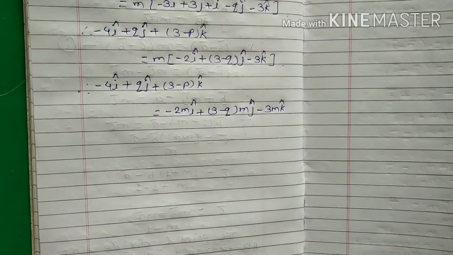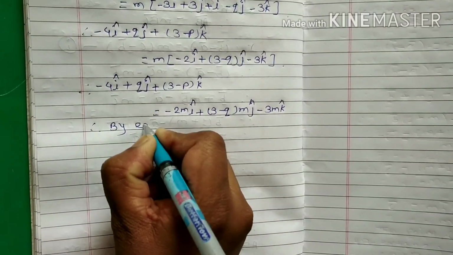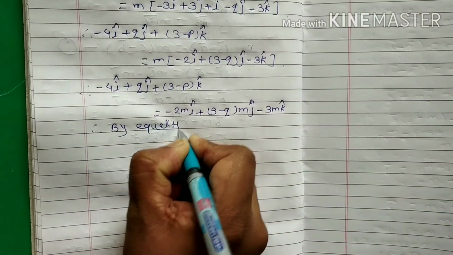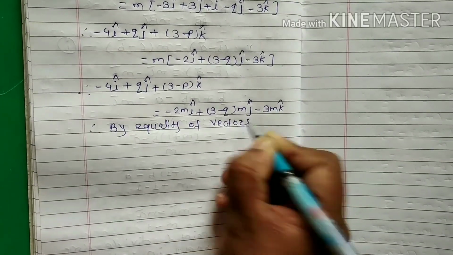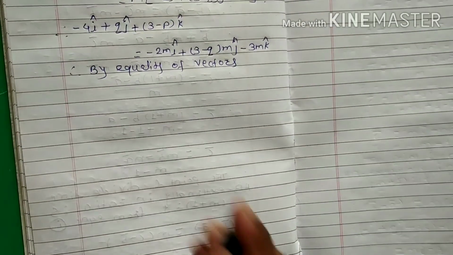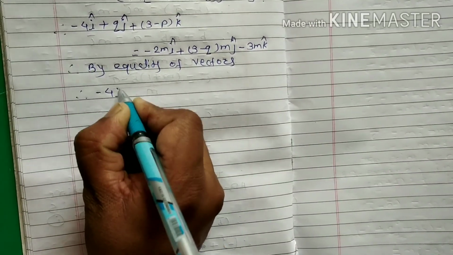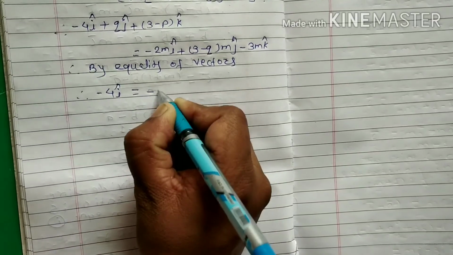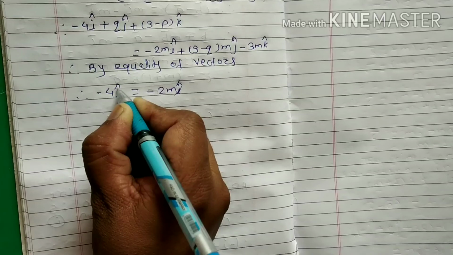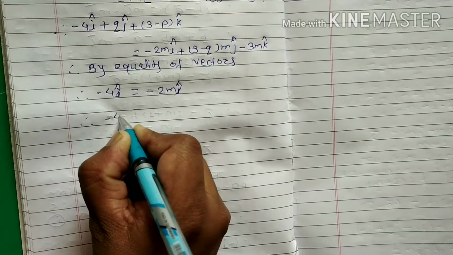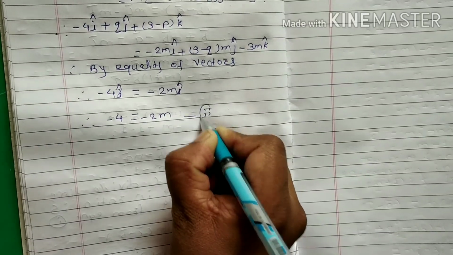Therefore we use the equality of vectors. Therefore by equality of vectors, then we get the values of minus 4i cap is equal to minus 2m i cap, that is equal term i gets cancelled, we get minus 4 is equal to minus 2m, we will give equation number second.